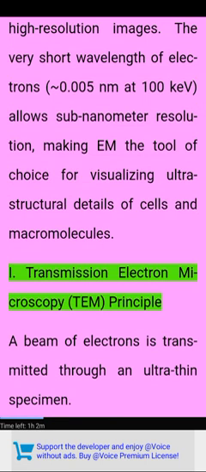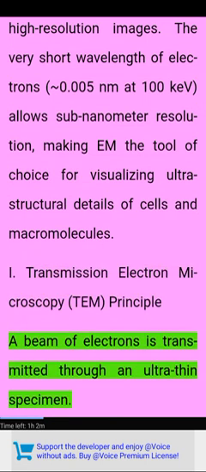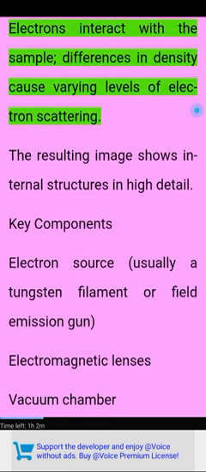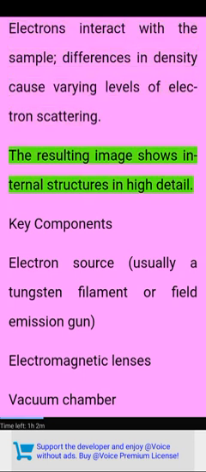I. Transmission electron microscopy (TEM). Principle: a beam of electrons is transmitted through an ultra-thin specimen. Electrons interact with the sample. Differences in density cause varying levels of electron scattering. The resulting image shows internal structures in high detail.